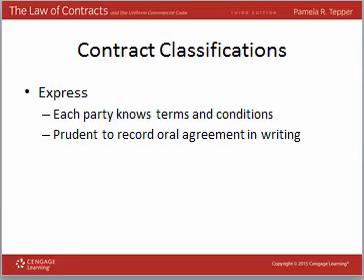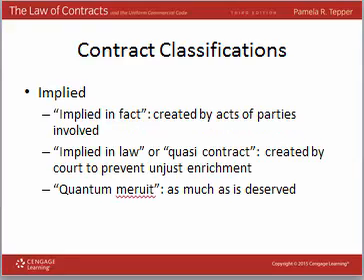And we'll go back again to example 1 in your book. Example 1 is an express contract, right? Both parties understand the terms and conditions. One party will pay $200, the other party will paint the garage. It's express. The terms and conditions are known by both parties.